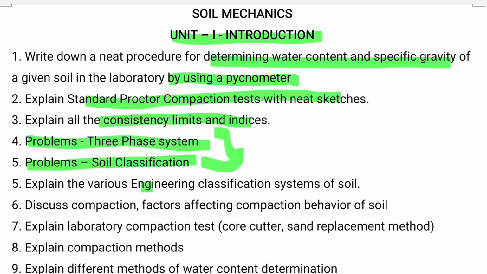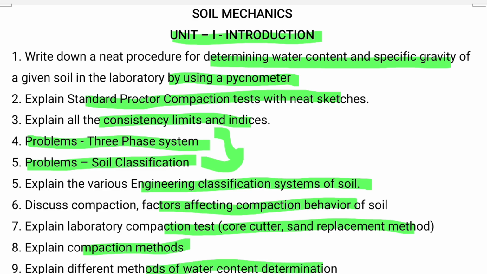These problems are very important, so we have to study them well. The next question is the various engineering classification systems of soil. The main classification system is the BIS, the Bureau of Indian Standards classification system, then the Highway Research Board classification system, then the United States classification system. Then discuss compaction and the factors affecting compaction. Then explain the laboratory compaction tests, the core cutter method and sand replacement method. Then the different types of compaction methods, and the different methods of water content determination.